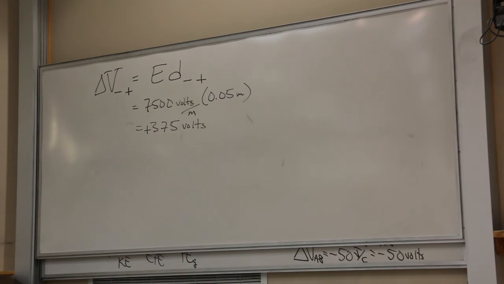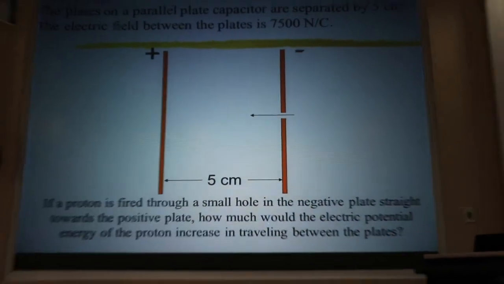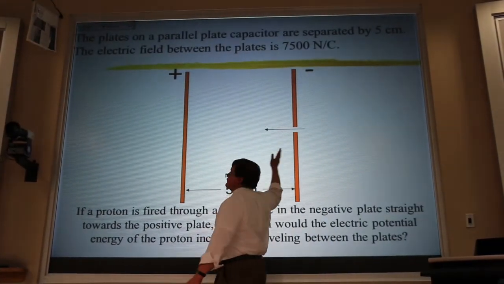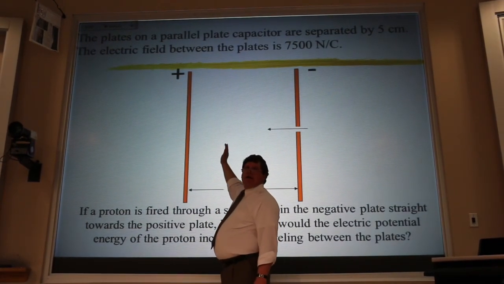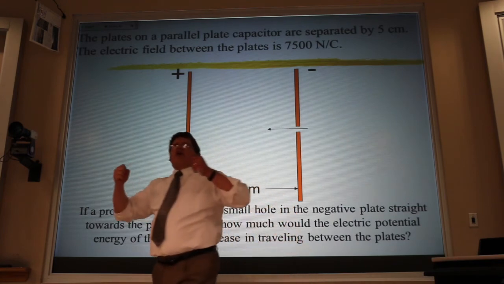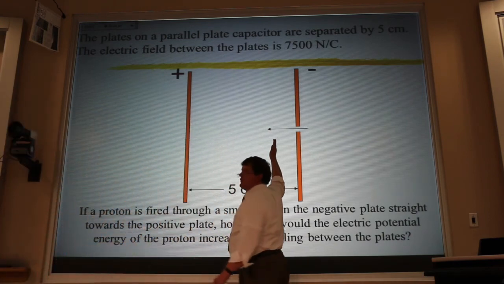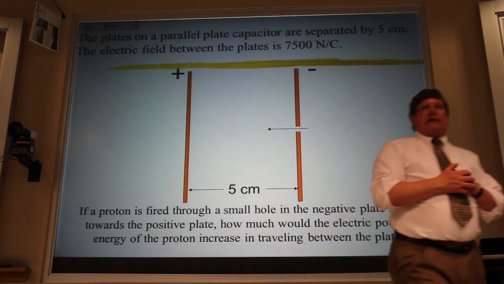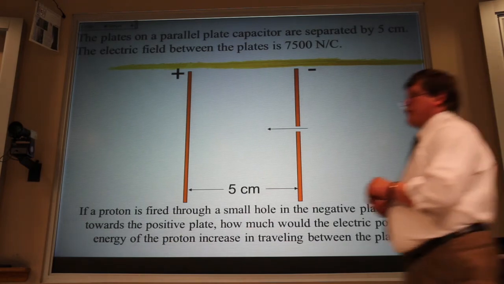Okay? Now, we fire a proton through the small hole in the negative plate straight towards that positive plate. It doesn't want to be next to this positive plate. It's slowing down. What it's doing is changing kinetic energy into electric potential energy. We're cocking the spring. Now, sometimes we cock the spring with an external force, like the hand. But in this case, we're cocking the spring by changing kinetic energy into electric potential energy. They want to know how much electric potential energy it would increase in traveling between there.